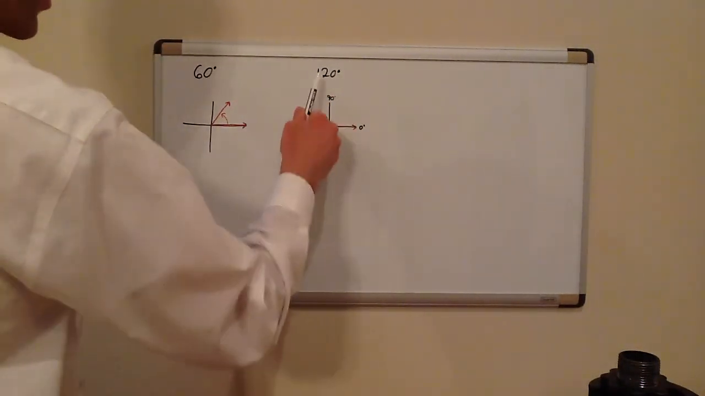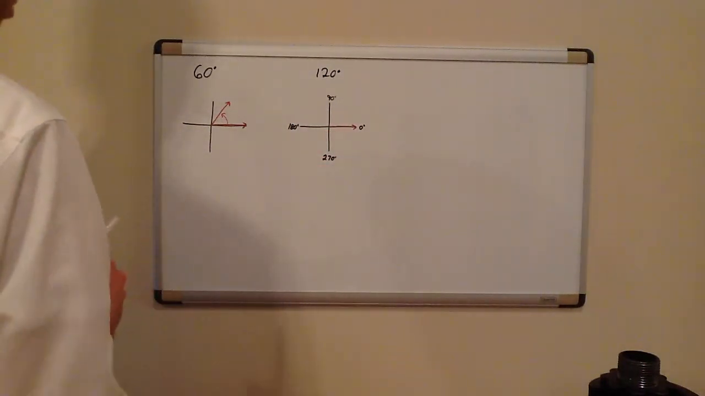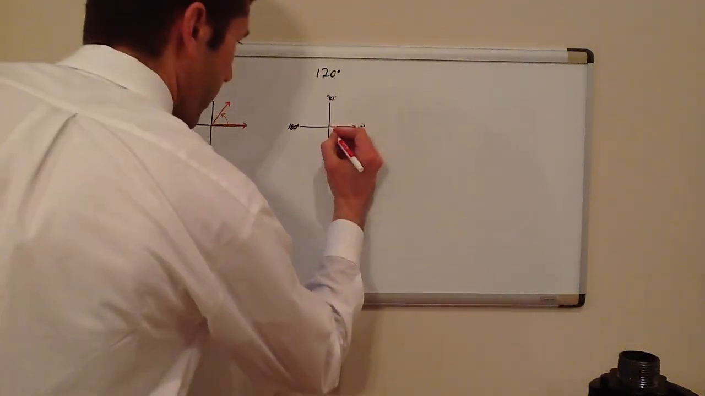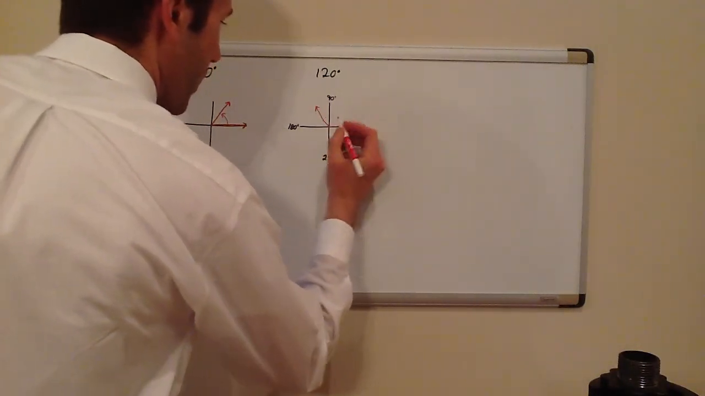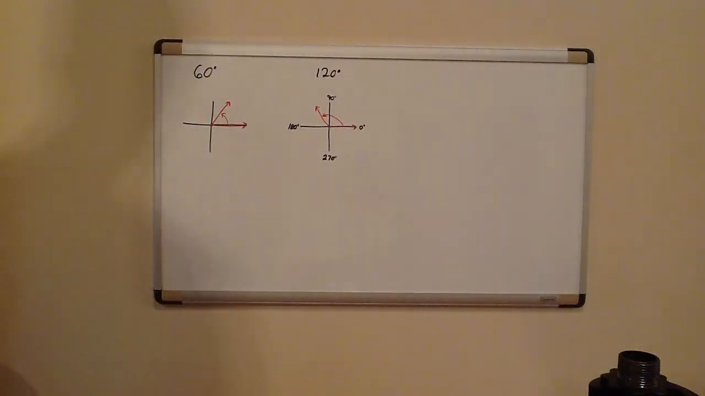So in order to graph 120 degrees, of course, it would be between 90 and 180. This one is pretty self-explanatory as well. You know what a 120-degree angle looks like. It's about like that. It opens in this direction. Doesn't have to be exactly there, but it's somewhere along those lines.